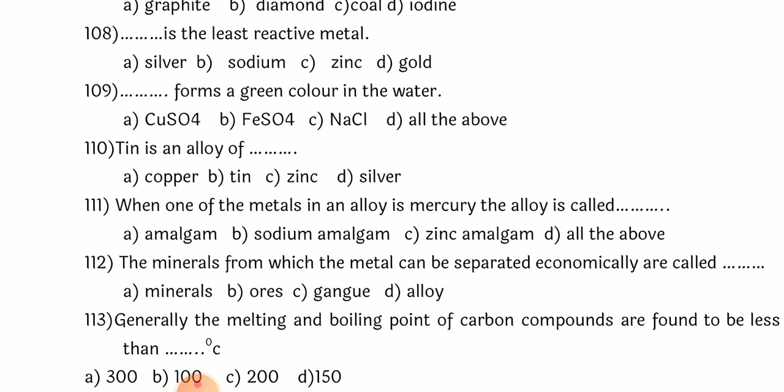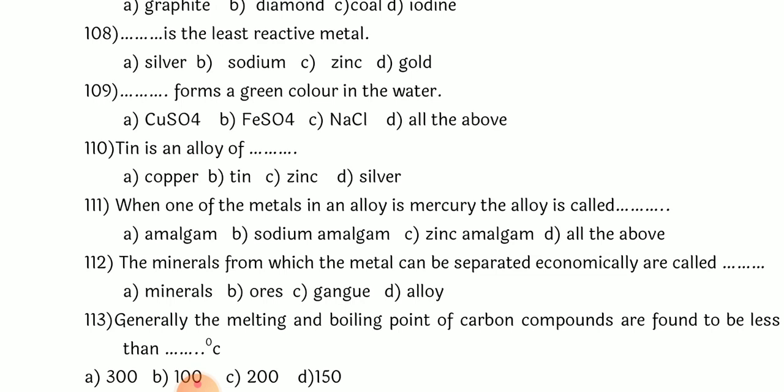Tin is an alloy of... Now this question is wrong. Tin is already a metal, already an element. So it is not an alloy of anything. So you don't write anything. Don't write means this question is wrong. So don't worry about this question.